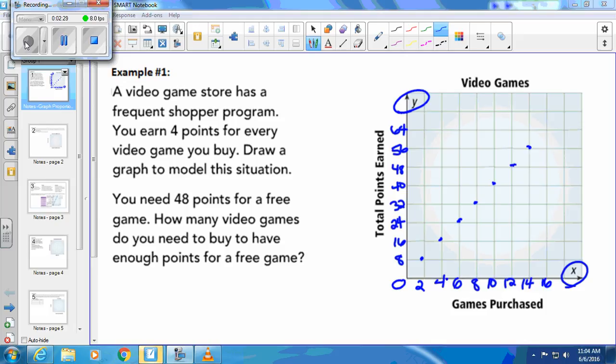The question says that you'll need 48 points to get the free game. So if I look where 48 is on my graph, the corresponding x to that will be 12. So that tells me at the point (12, 48), 12 games will get me 48 points. So my answer will be 12 games.